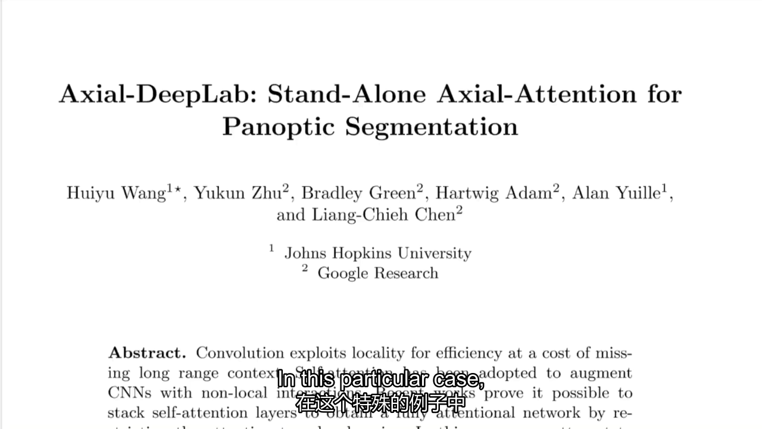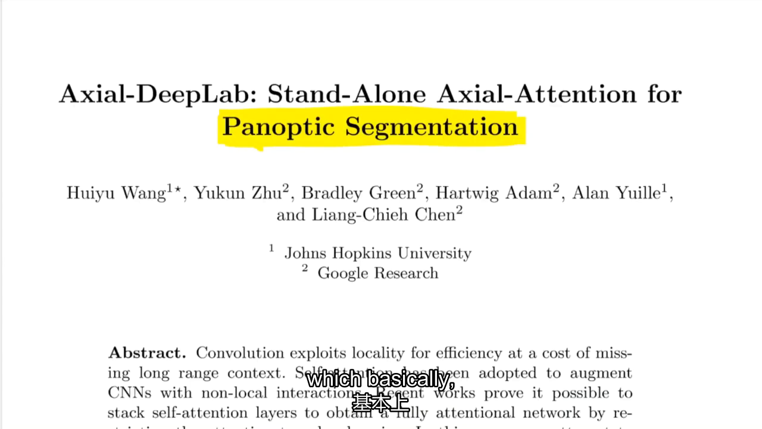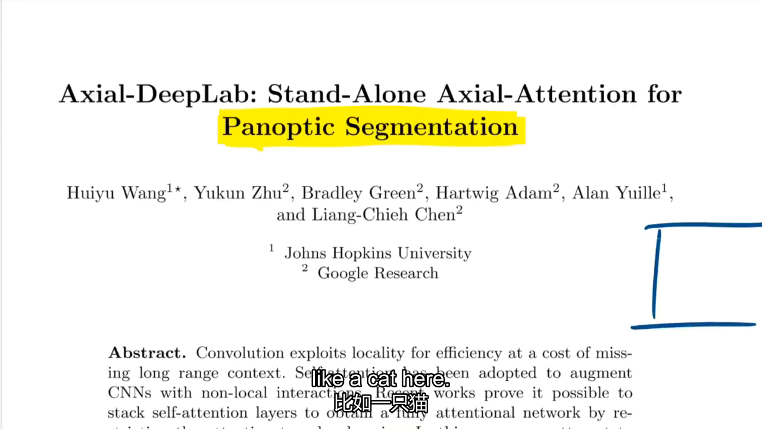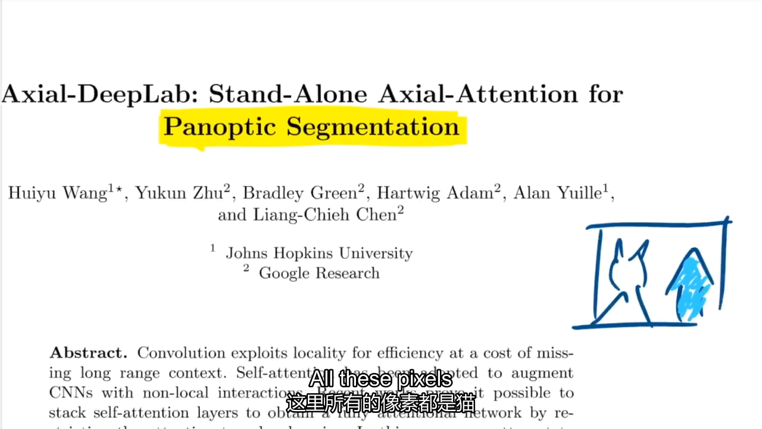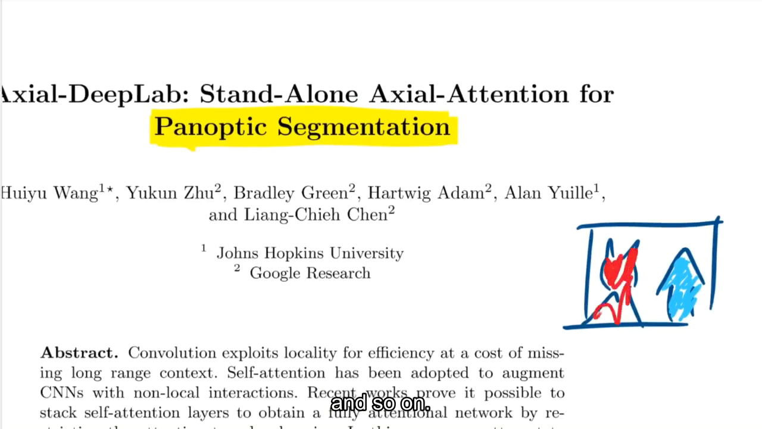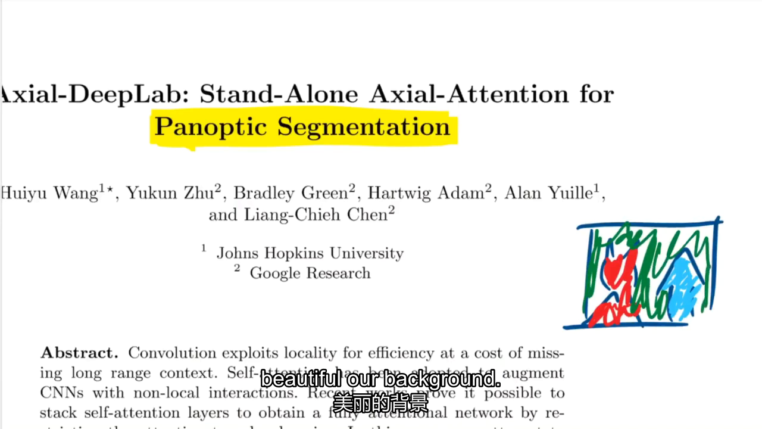So in this particular case, they deal with the problem of panoptic segmentation, where you get an image and there's a bunch of stuff on the image, like a cat here and a house right here, and you're supposed to color the pixels of the same object the same. So you see all these pixels here are house, and all these pixels right here are cat, and so on. And then there's also the background, so all these pixels right here, I know, beautiful, are background.